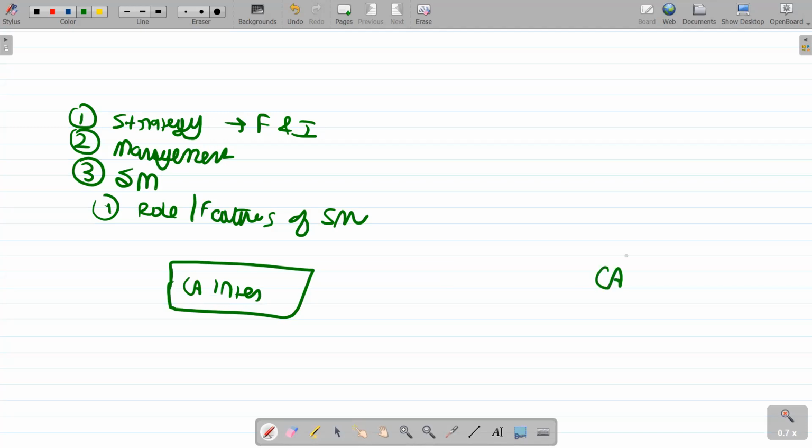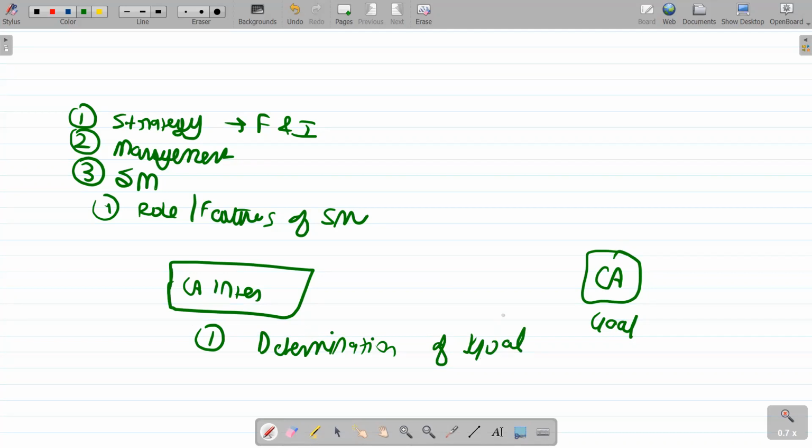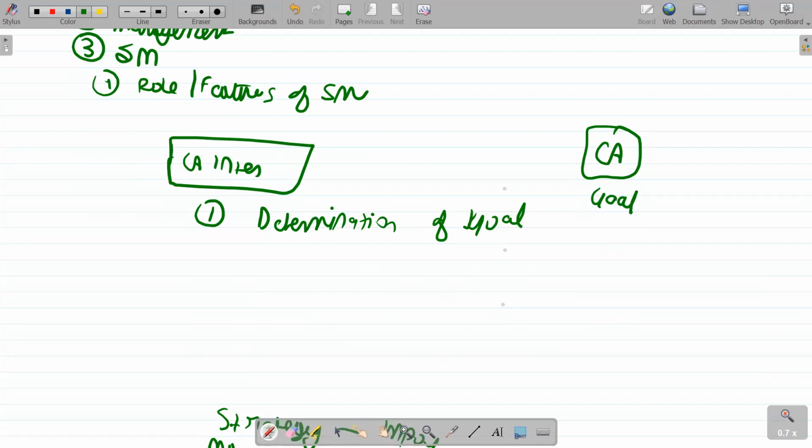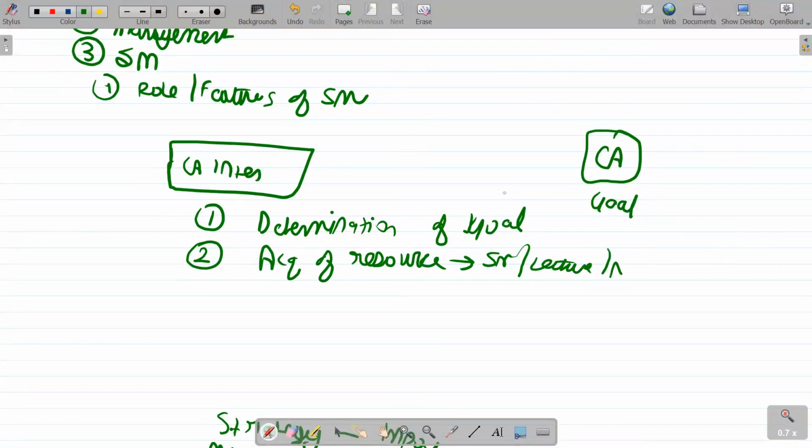So you have decided your goal to be a CA. Now, what will you do? The first thing you have done is determination of the goal. Today you are here in your house, and you have decided that you want to become a chartered accountant. So this was your goal. This was determination of the goal. Second thing, once you have decided that you have to become a CA, now you have to start acquisition of resources. What resources will you acquire? Acquisition means purchases. Resources means study material, lectures, notes, all PDFs. So you have acquired all the resources. This is the second step of role and features. Now, once you have acquired the resources, what will you do? Will you sit idle?